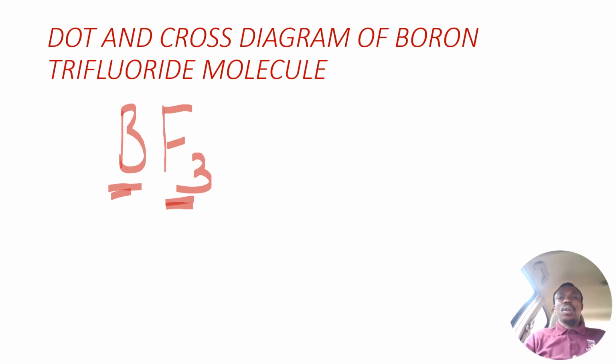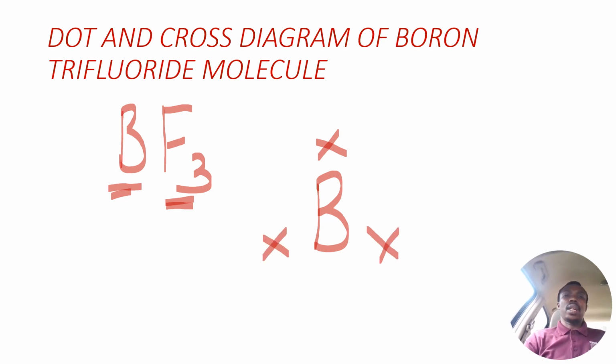So we're going to draw the dot and cross diagram. You are going to see that there's a deviation from the octet. So it's short of octet. This is boron. Boron has 3 electrons in the atom shell, which is 1, 2, and 3. So fluorine will come with its own. Fluorine has 7 electrons in the atom shell, so it will share electrons with boron.